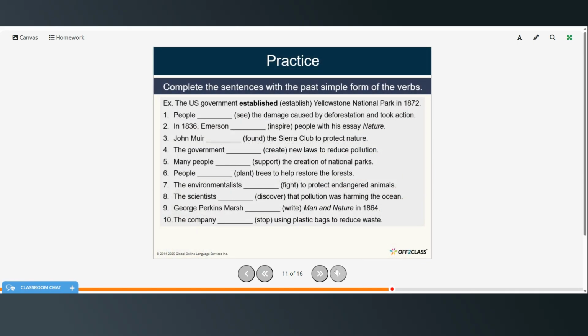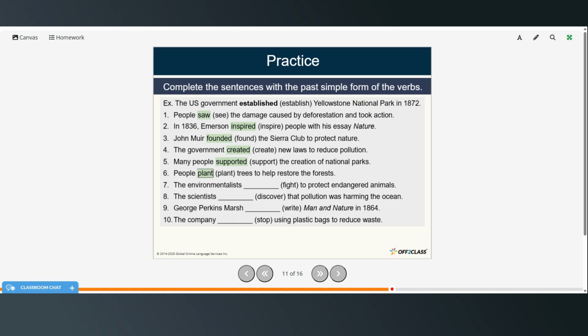All right, so complete the sentences with the simple past form of the verbs. So people saw the damage caused by deforestation and took action. In 1836, Emerson inspired people with his essay Nature. John Muir founded the Sierra Club to protect nature. The government created new laws to reduce pollution. Many people supported the creation of national parks.